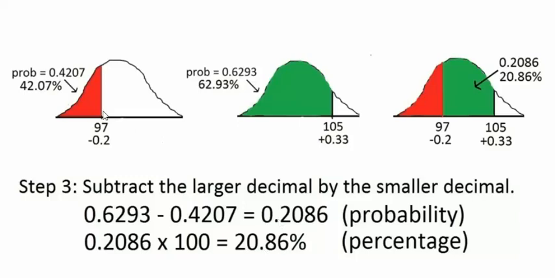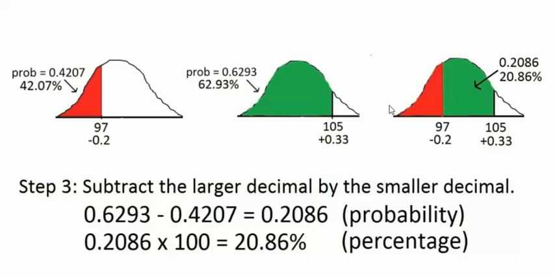So now I want to show you what has happened here. First we turned 97 into a z-score and we got negative 0.2. Then we looked up negative 0.2 and we got the area, or I mean the probability to the left, which was 0.4207 from the table. Then we turned 105 into a z-score, we got 0.33. When we looked it up, we got the area to the left of that, which was 0.6293. Remember that the z-table always gives you the probability to the left of whatever z-score you're looking at.